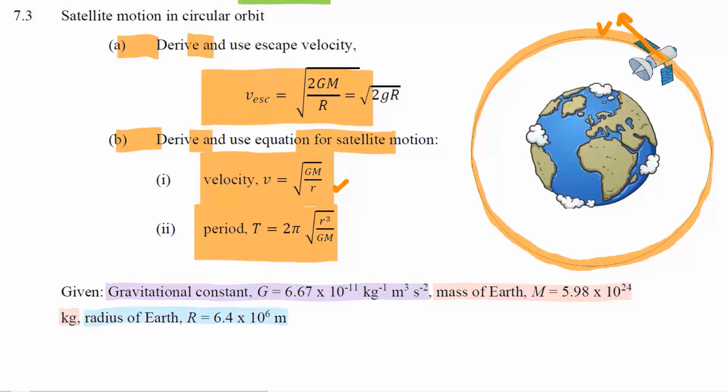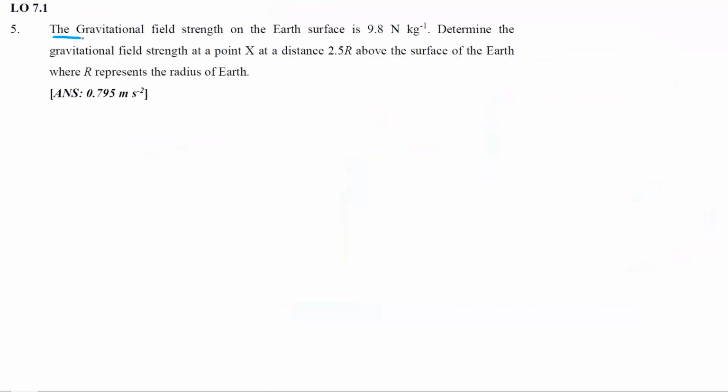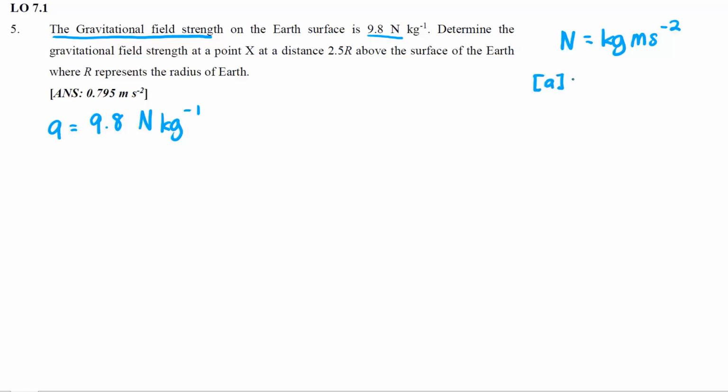Let's discuss question number 5. The gravitational field strength on the Earth's surface is 9.8 Newton per kilogram. So we're going to do the listing straight away. But why is the unit Newton per kilogram? Let's do some dimensional analysis a little bit. We have Newton, which is equal to kilogram meter per second per second. So the acceleration is Newton per kilogram, so kilogram meter per second per second over kilogram. So we cancel out the kilograms. Yes, we get meter per second per second.